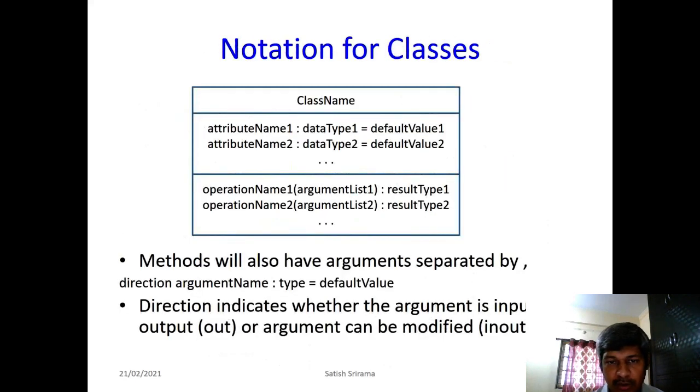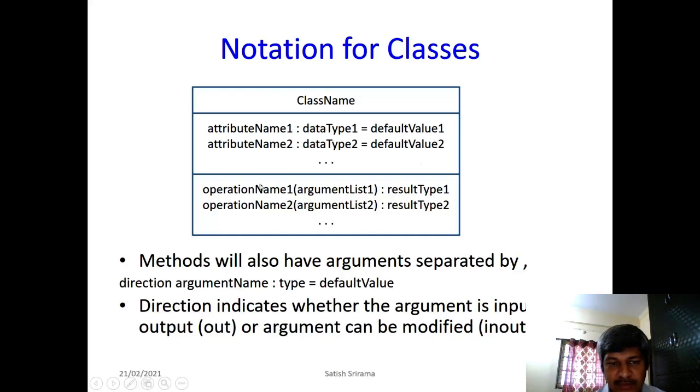Now, if you put all these things together and look at the notation for classes, the classes will be represented by these boxes. In the first compartment, you will have the class name. In the second compartment, you will have the attributes: attribute name 1 and what the data type is. For example, in the earlier case, name is of type string, and you can even give a default value for that. Then there can be attribute name 2, of data type 2, with another default value.